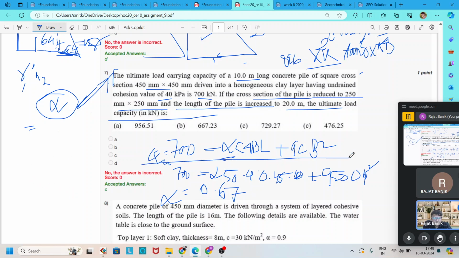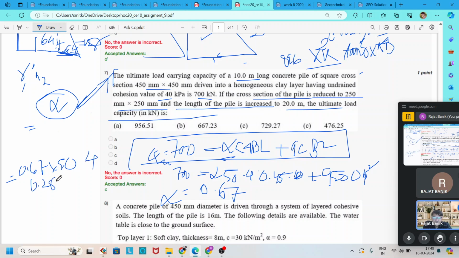Now put this value, use this equation again to find out the total ultimate load for the second configuration. So for this alpha we found 0.67, C is the same 50, 4 into B, where B is changed here to 0.25 meter, L is again changed to 20 meter, plus 9 into 50 into B square, B is again 0.25, that is 0.25 square. So we find 0.67 into 50 into 4 into 0.25 into 20 plus 9 into 50 into 0.25 square.